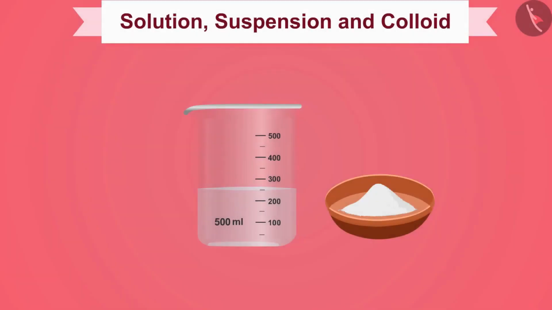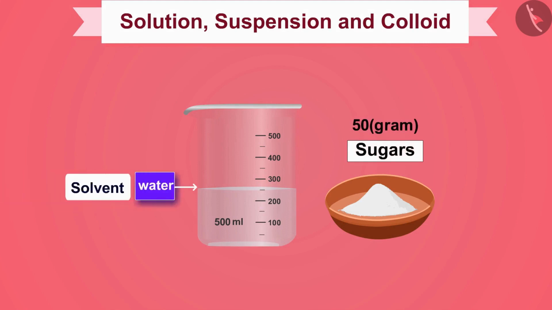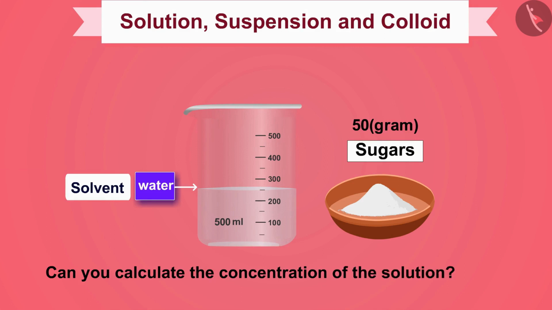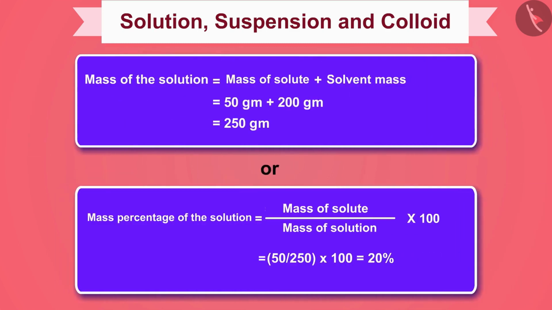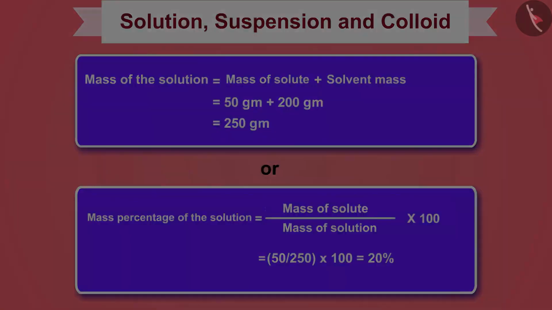Friends, if 50 grams of sugar as solute is dissolved in 200 grams of solvent water in a solution, can you calculate the concentration of the solution? Pause the video and think about the answer, and then match your answer. We can solve this question in this way.